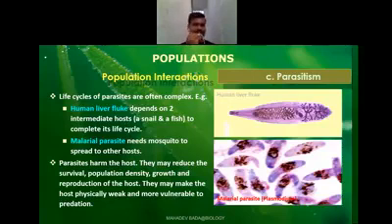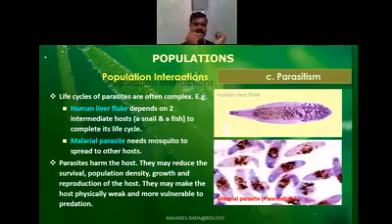Parasites harm the host, obviously. The host organism will get harmed because the parasite is getting food and shelter from it. Obviously, it is being affected. Therefore, parasitism is a type of interaction between two organisms where one organism is benefited and the other organism is being harmed. The host is being harmed and the parasite is getting benefited. Therefore, parasites harm the host.